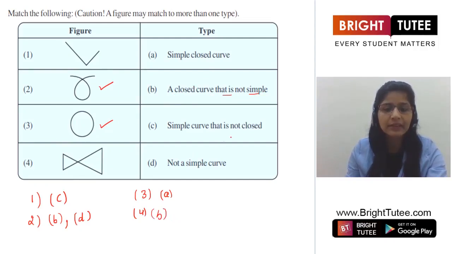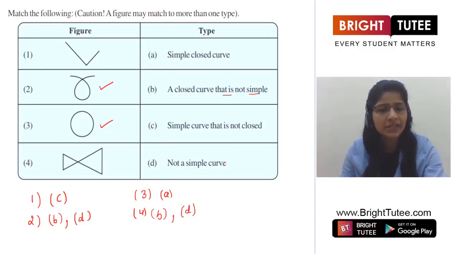C, simple curve that is not closed, but we see it is closed. So C will not be its type. The last one, not a simple curve. Yes, it is not a simple curve, so it will be its type. So this is how you're going to match them.